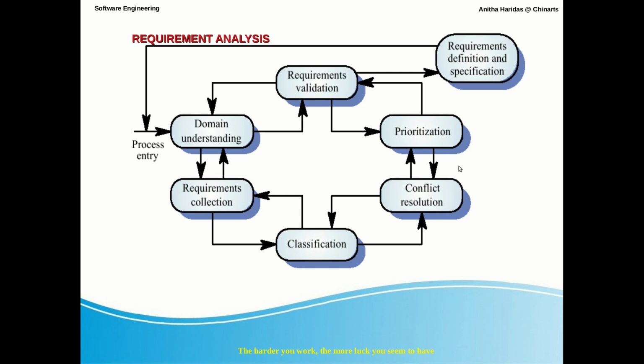When you see the requirement analysis, the analysis process starts with domain understanding. Then you go for collecting the requirements. Once the requirements are collected, they will be classified or categorized. Then if there are any inconsistencies or conflicts arising in the requirement specification, they must be resolved. All the requirements must then be prioritized. Then we go for validating the requirements.